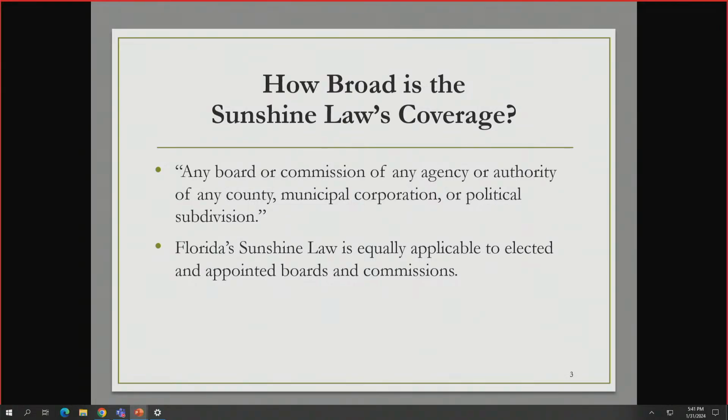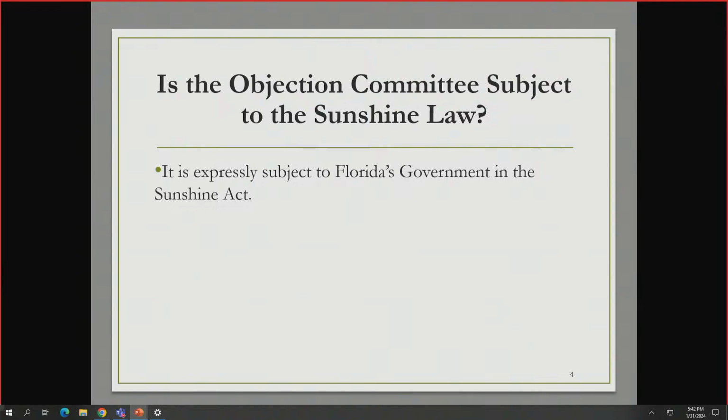This is a commission that is advisory to the board. The board would be making final agency action, therefore we are subject to the Government in the Sunshine Law. There has been a previous all-staff board that was found by a court not to be subject to Sunshine. I would contend that because we have members of the public, we are subject to the Sunshine Law under currently applicable law. Florida's Sunshine Law is equally applicable to elected and appointed boards and commissions. This one is an appointed board, and as I said, because of the role we play, we would be subject to it. Next slide. Is it subject to the Sunshine Law?